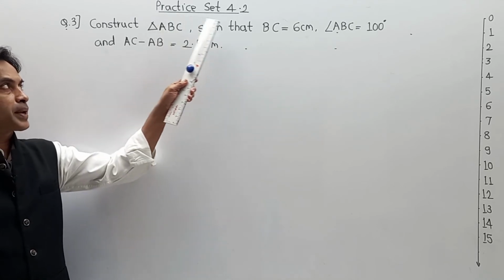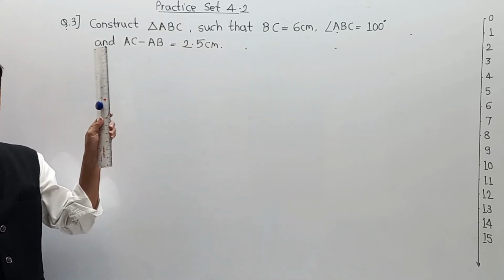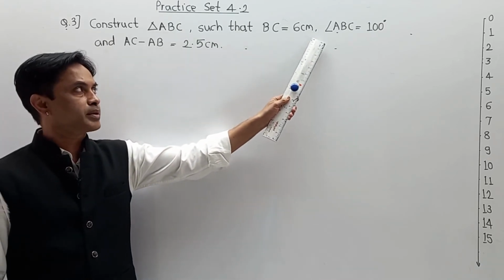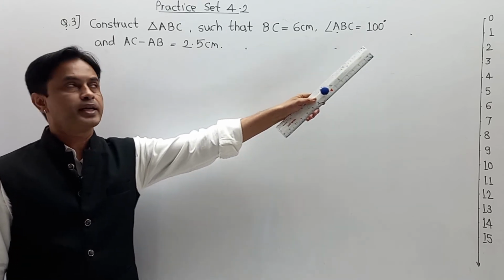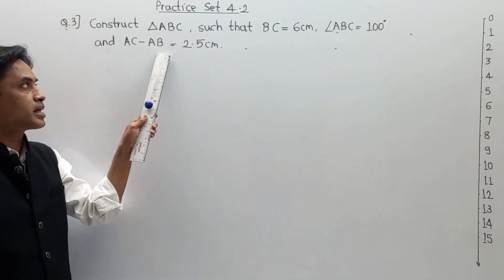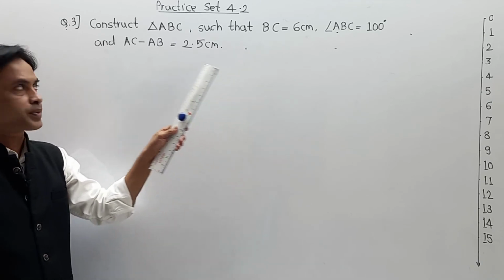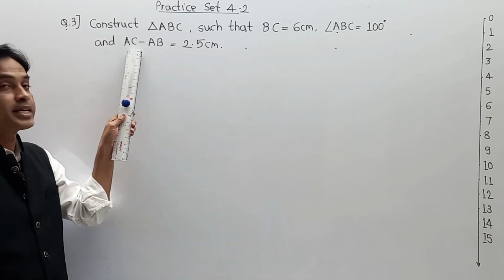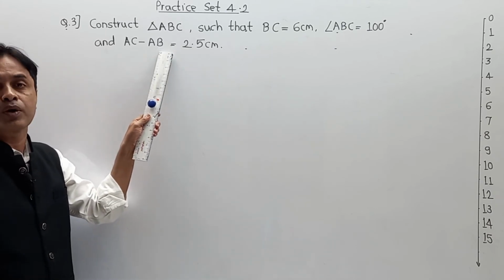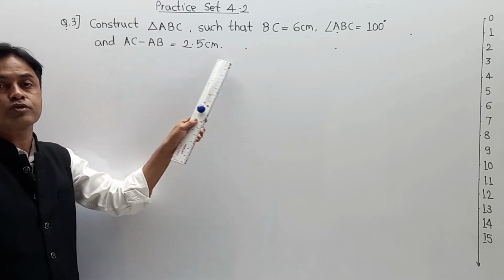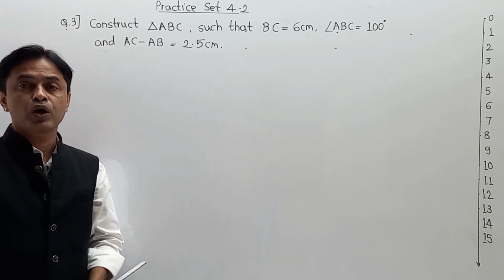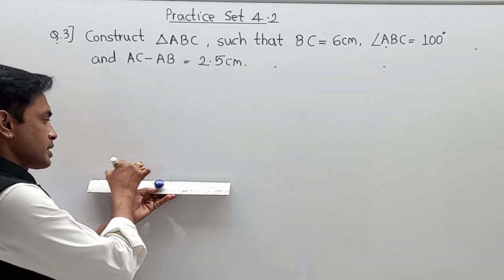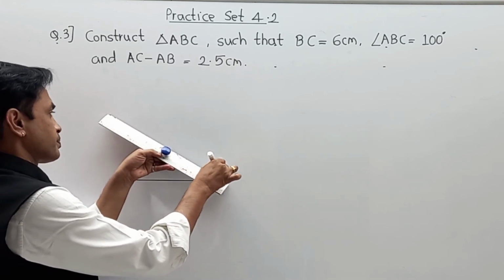Now please pay attention. Practice set 4.2, question number 3, and the part is: construct triangle ABC such that BC is equal to 6 centimeter, angle ABC is equal to 100 degree, and AC minus AB is equal to 2.5 centimeter. It itself indicates that AC is larger in length and AB is smaller in length. Let us say I am going to draw a rough diagram in front of you so that you can easily understand the part. Let us say I have drawn a rough diagram in front of you.